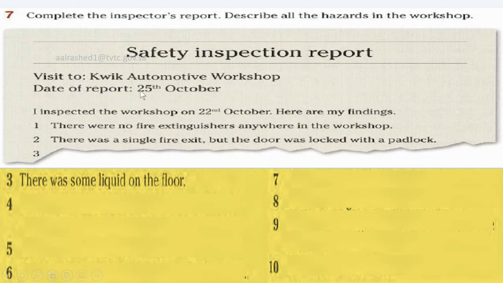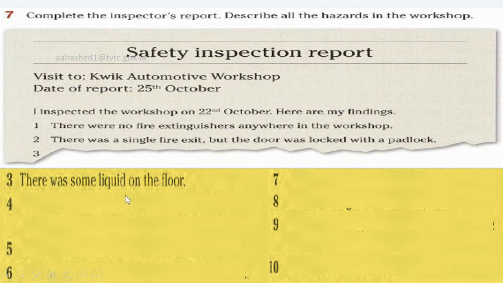As you can see, he wrote it in the future, but the visit was in the past. So he talked about the past. So instead of saying there are fire extinguishers in the workshop, he said there were. Instead of saying there is, he changed is into its past form and replaced it with was. Okay.